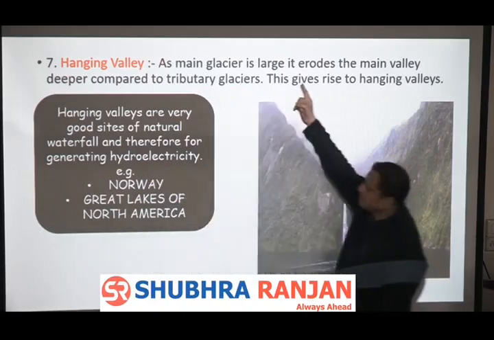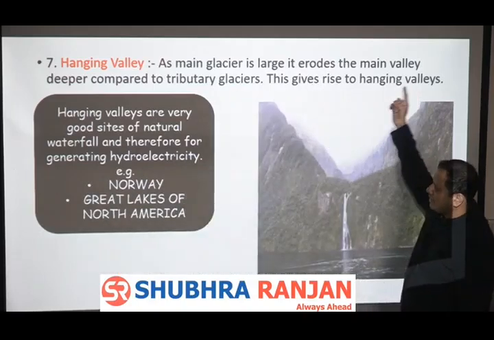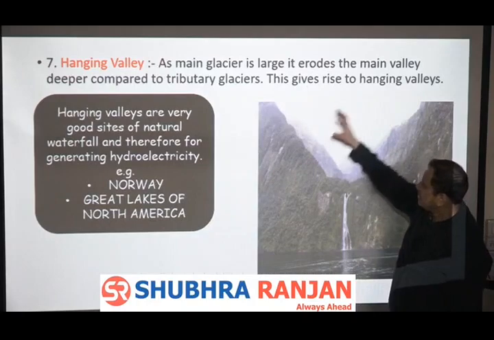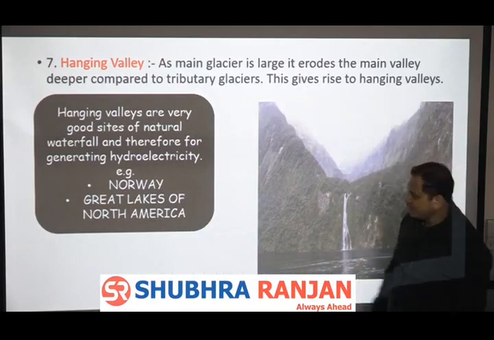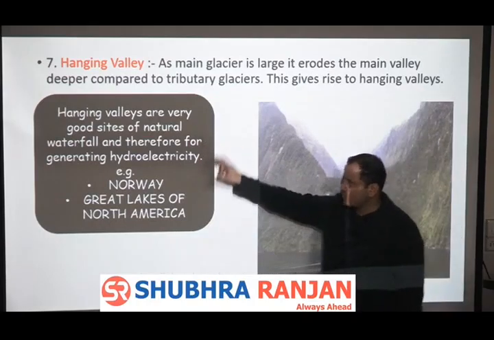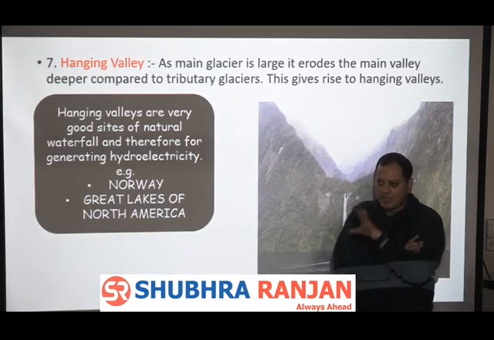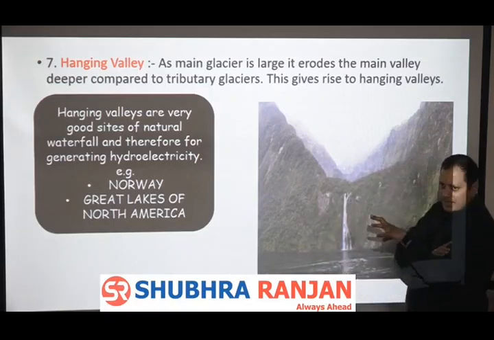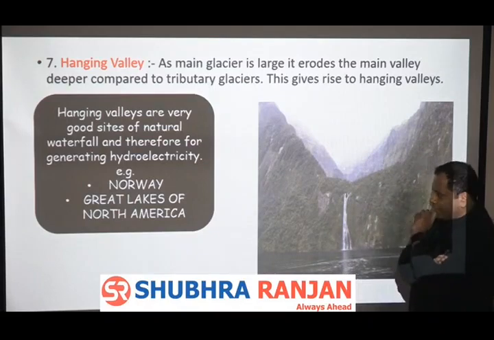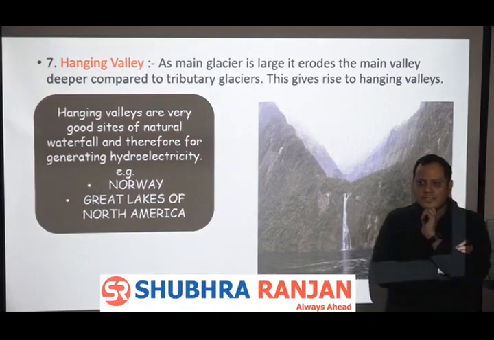As the main glacier is large, it erodes the main valley deeper compared to the tributary glaciers. This gives rise to hanging valleys. Hanging valleys are very good sites of natural waterfall and therefore for generating hydroelectricity. Getting it? Example, Norway. Second example, Great Lakes of North America.